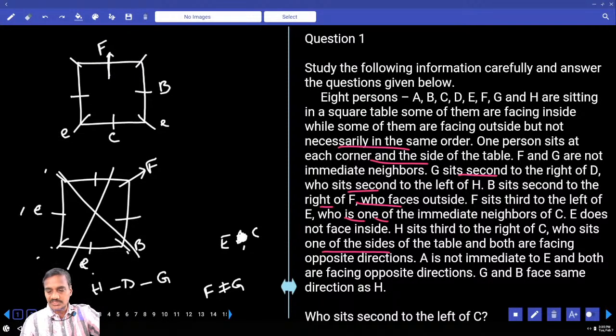C sits at one of the sides of the table, and both are facing opposite. Which two persons are opposite? H sits to the right of C. H is seated to the right of C. H and C are facing opposite directions.